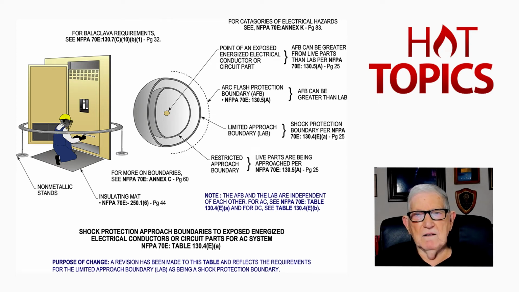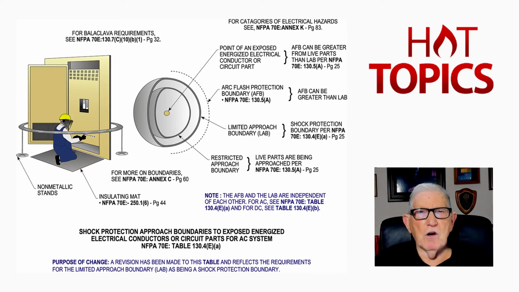Now, the limited approach boundary, then notice we pick up the limited approach boundary, and we pick that up in 130.4, I believe it's G and F, that we would pick up the limited and the restricted. But notice once you cross that arc flash boundary, now you can calculate that in the Annex D. If you really want to go through the calculations and a selection of PPE, just look at our video selecting PPE, and it'll set you on the right path there.